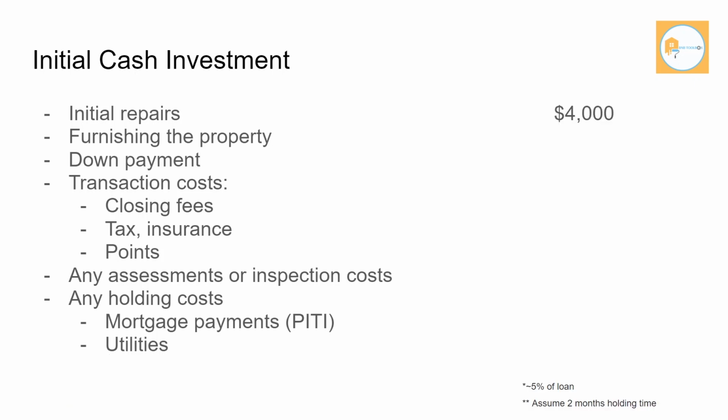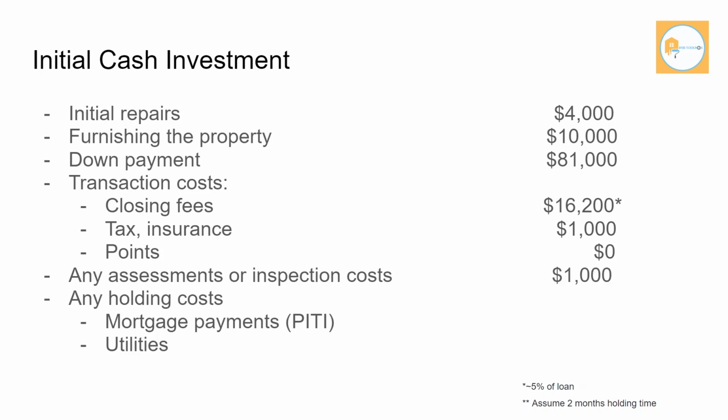The initial repairs, again, these numbers are just fictitious. Let's say we need a new AC and we have to replace it. That's going to be $4,000. Furnishing a property will take $10,000, and at 20% down payment for this property that was listed at $405,000, 20% down payment will equal $81,000. So for the closing fees, I'm using a 5% estimate, and that 5% is calculated from the loan. So 5% of the loan is $16,200. Any taxes and insurance, I'm just going to say $1,000, no points. And then let's say we paid $1,000 for any assessments or inspections.